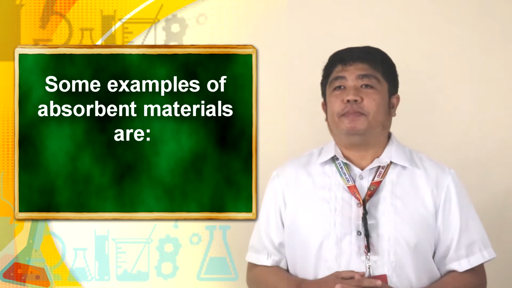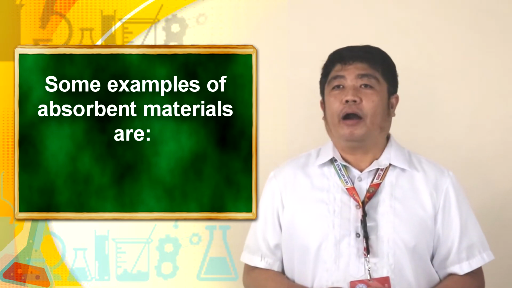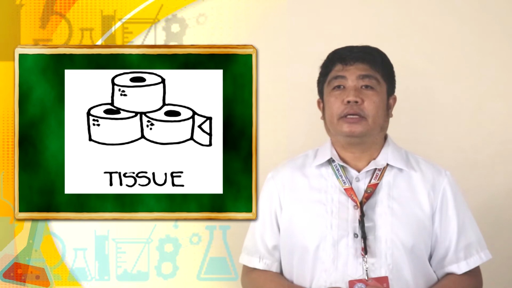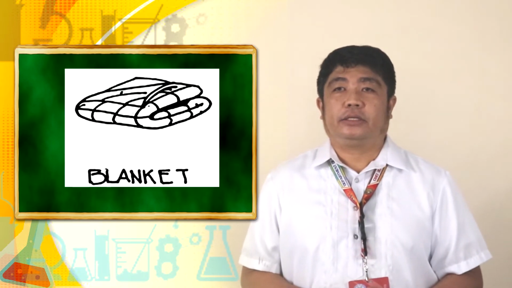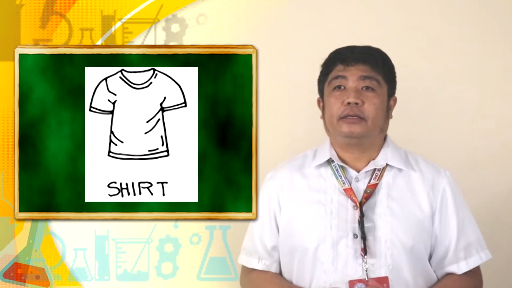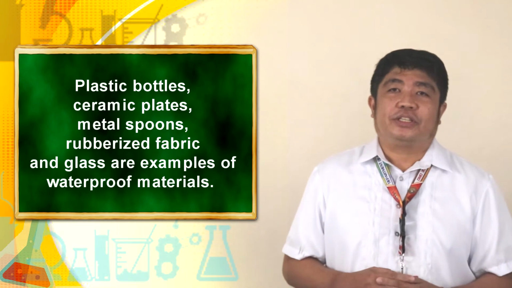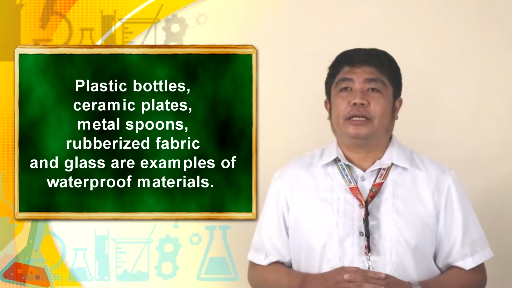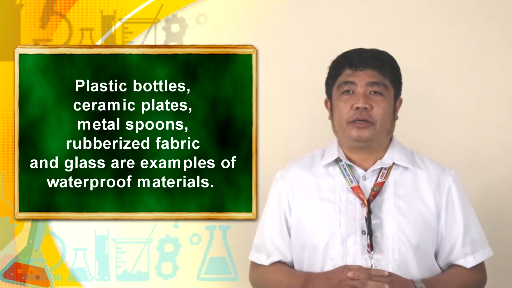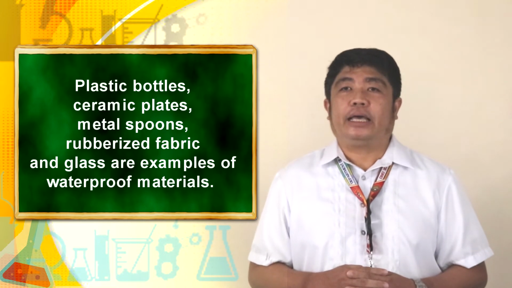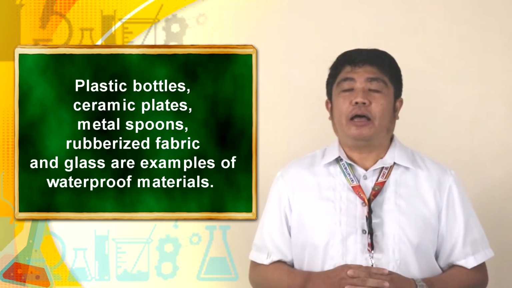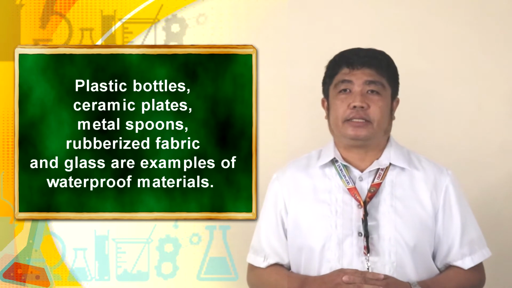Some examples of absorbent materials are cotton, tissue, blanket, shirt, and sponge. Plastic bottles, ceramic plates, metal spoons, rubberized fabric, and glass are examples of waterproof materials.